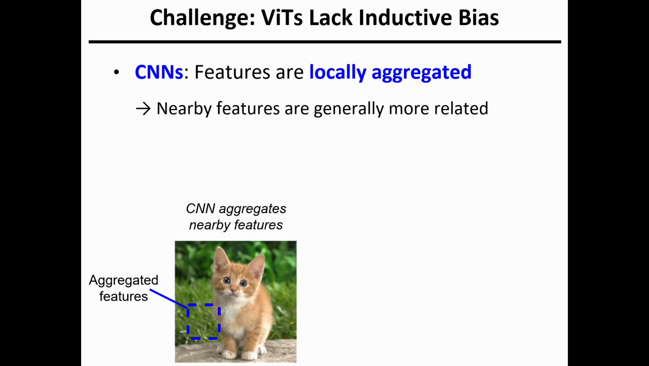Despite the promising performance of vision transformers, a known problem is that it is really hard to effectively train them due to a lack of inductive bias. This is because, unlike convolutional neural networks, where the features are locally aggregated in a convolution kernel, which can impose a prior knowledge on the feature that nearby features are generally more related.